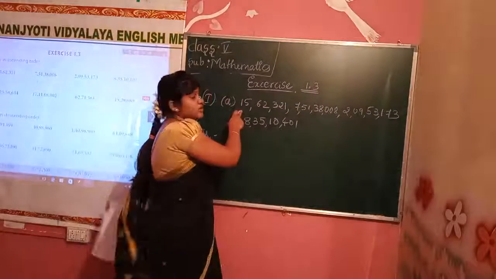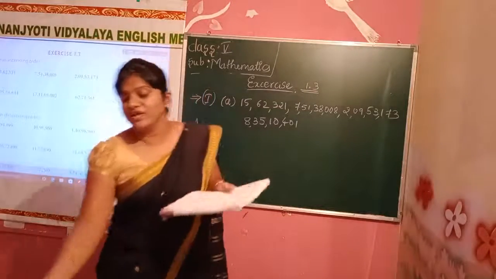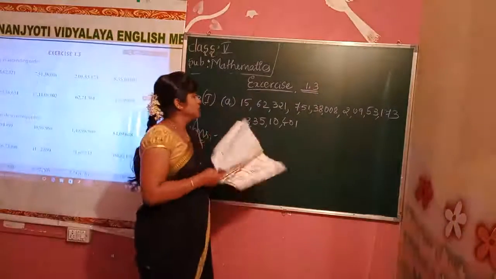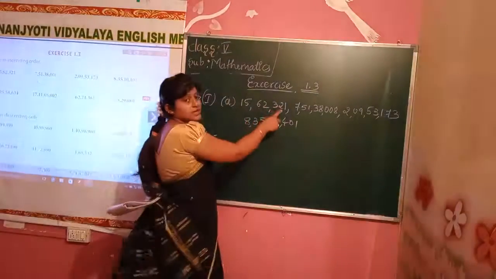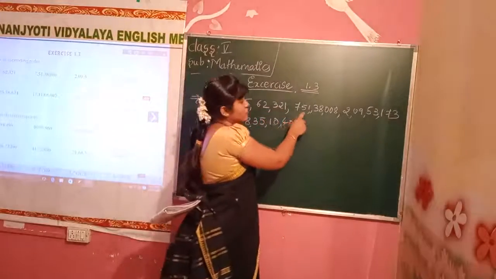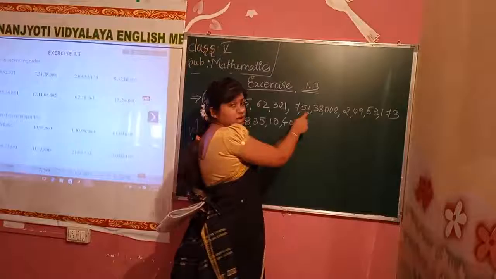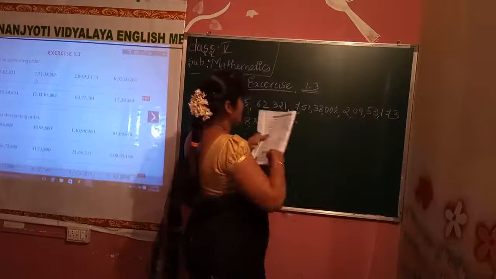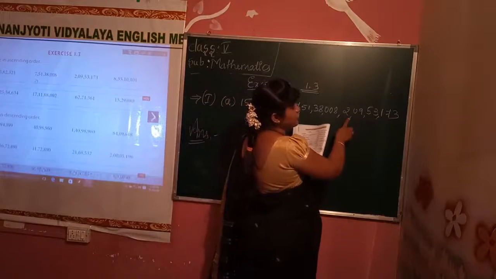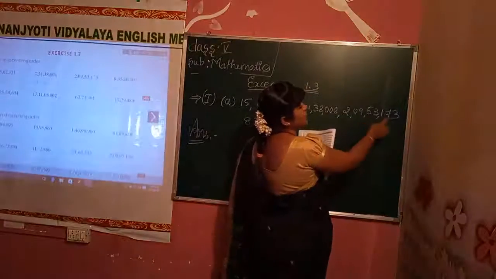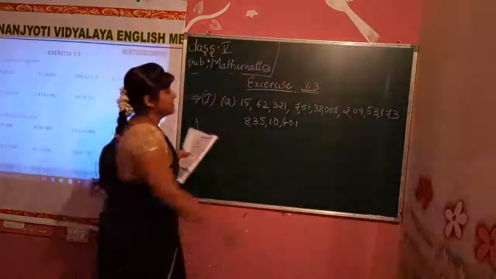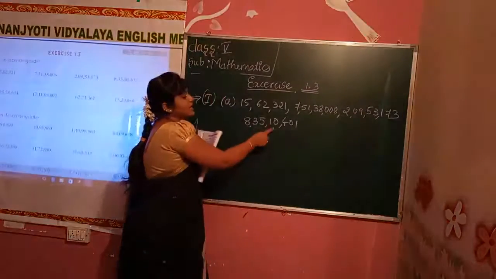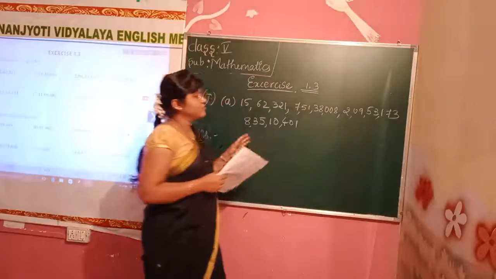This is 15 lakh 62,321. This is 7 crores 51 lakh 38,008. This is 2 crores 9 lakh 53,173. This is 8 crore 35 lakh 10,401. We have to write in ascending order.